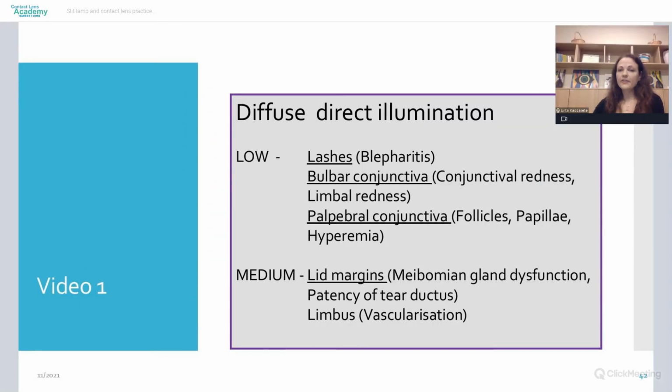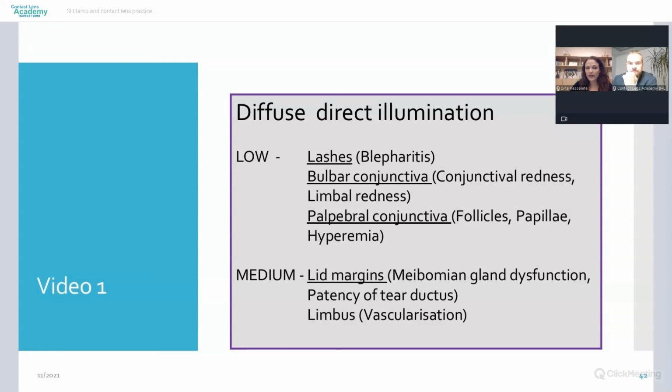In the first video, what you see is diffuse direct illumination with low and medium magnification, and it's a general look at the eye. We look at how we can grade and assess lashes, bulbar conjunctiva, conjunctival redness, limbal redness, palpebral conjunctiva, and so on.